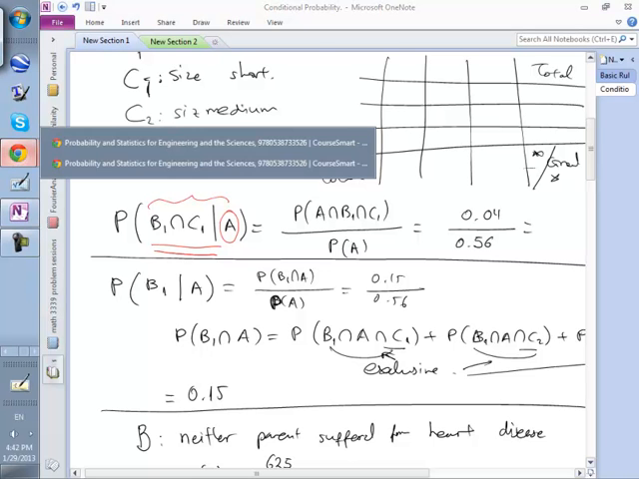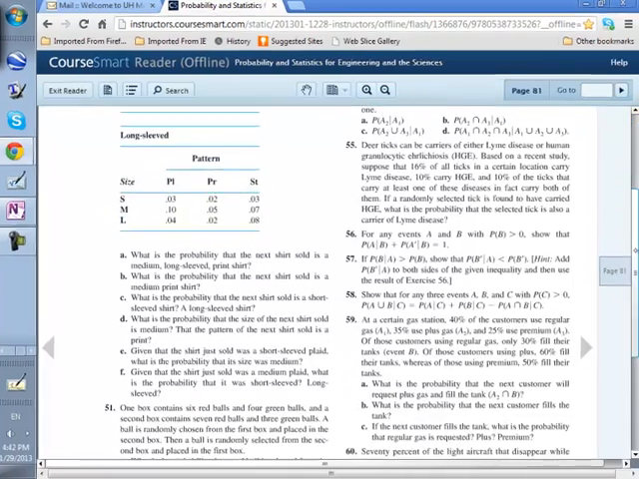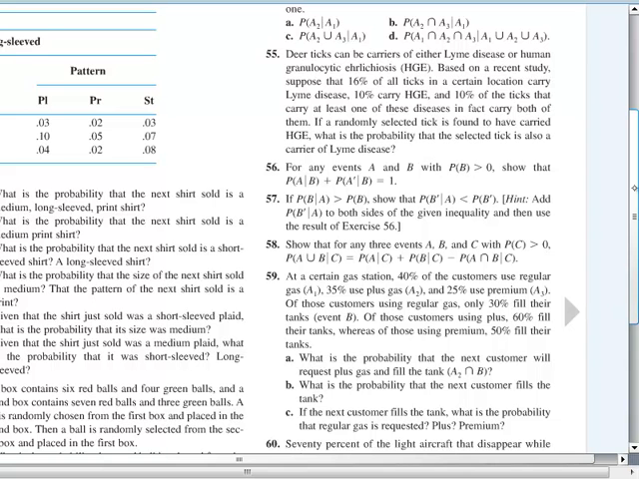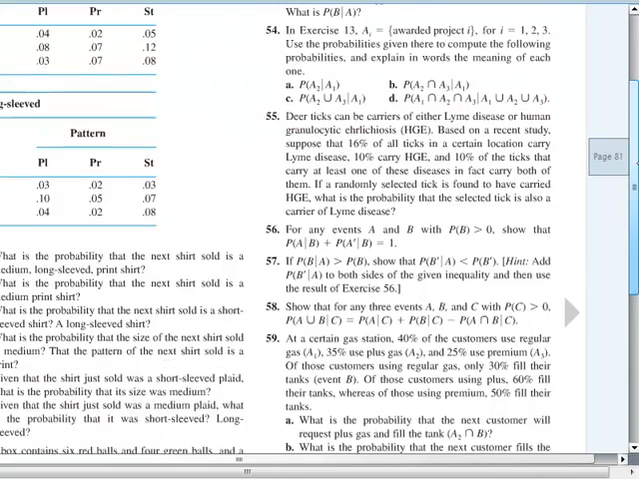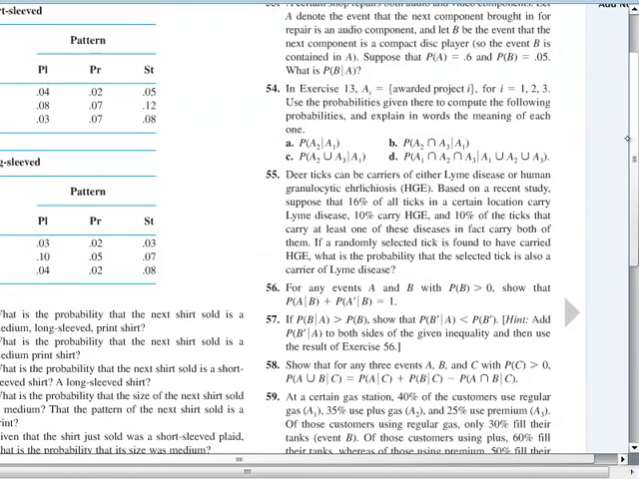Now let's go back to the problem and answer one of the questions. Let's answer question D. What is the probability that the size of the next shirt sold is medium? How are we going to find that probability? It can be medium with short sleeves, or it can be medium with long sleeves. When I say with short sleeves, what do I mean? And or condition. Yeah, so it's and.